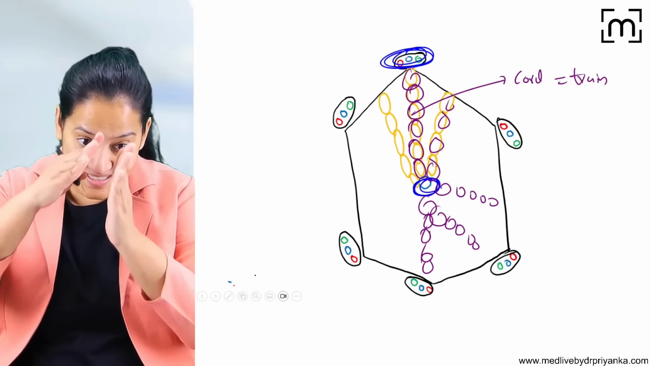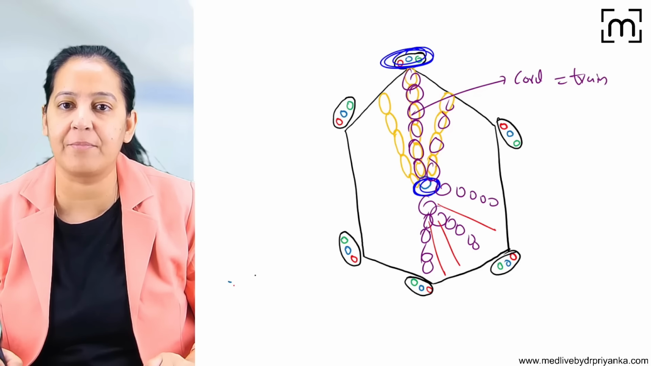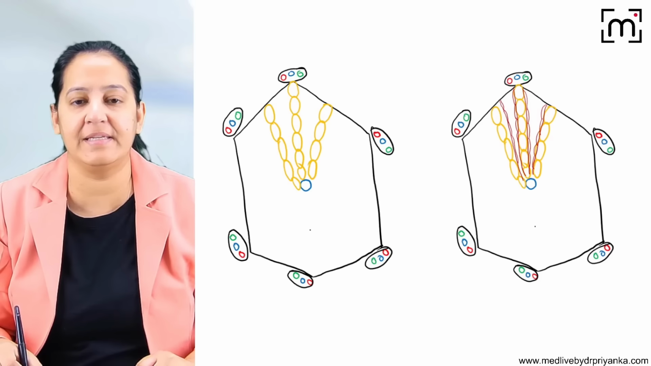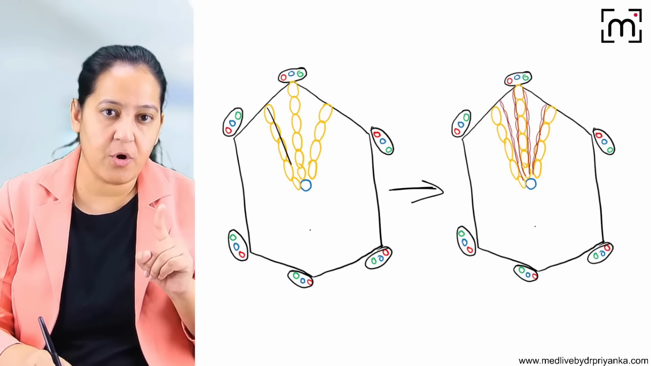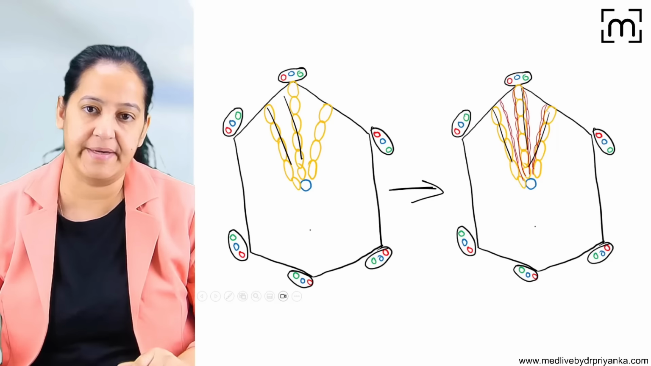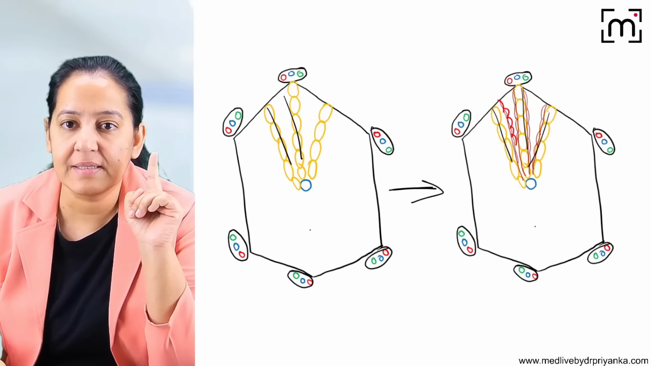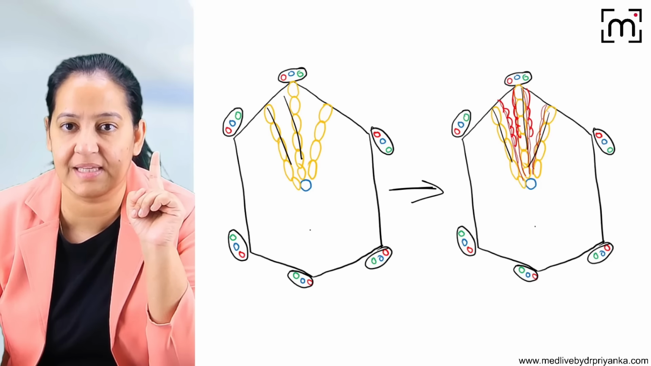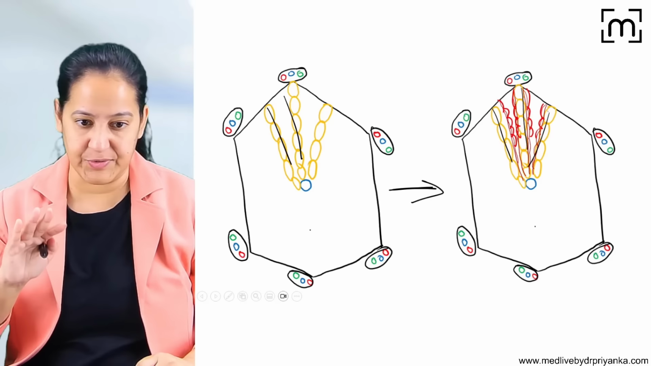Now, between two adjacent trains, between two adjacent cords, there are sinusoids. These are the sinusoids I'm drawing. Sinusoids are the blood capillaries. So between two adjacent cords, you can see it here. You can see this is a cord, this is a cord. So between two adjacent cords, you can see the sinusoids. The sinusoids are lined by the endothelial cells and few interspersed Kupffer cells. So that is the sinusoids.